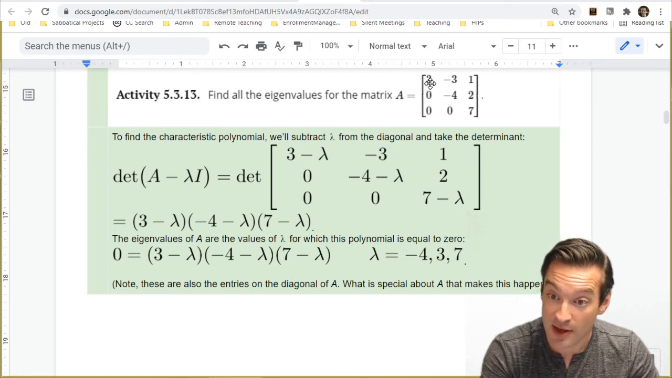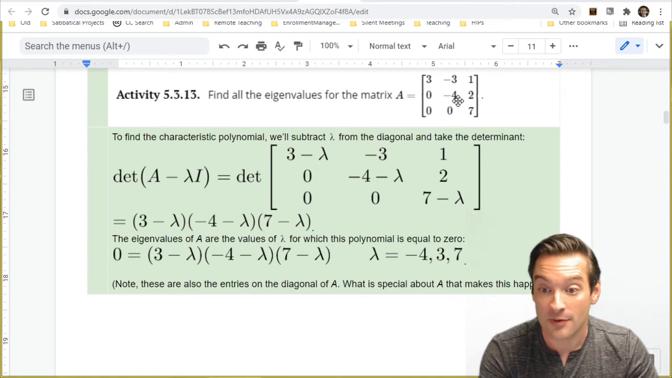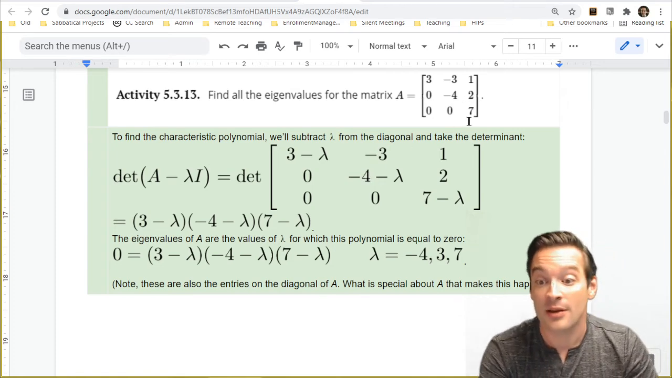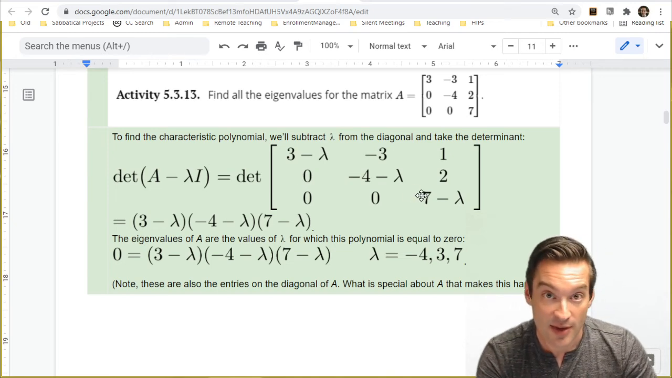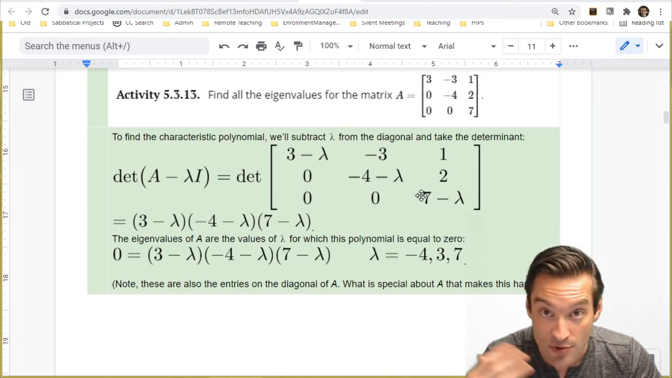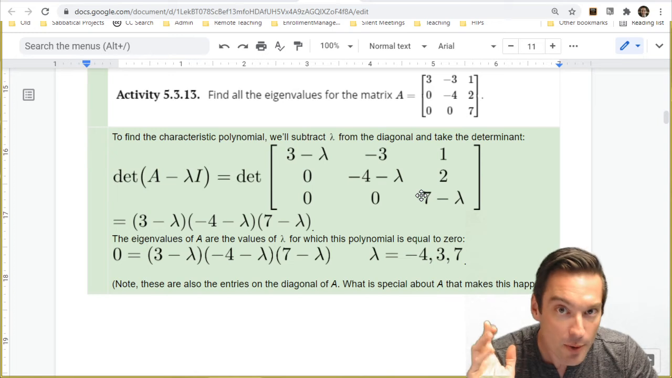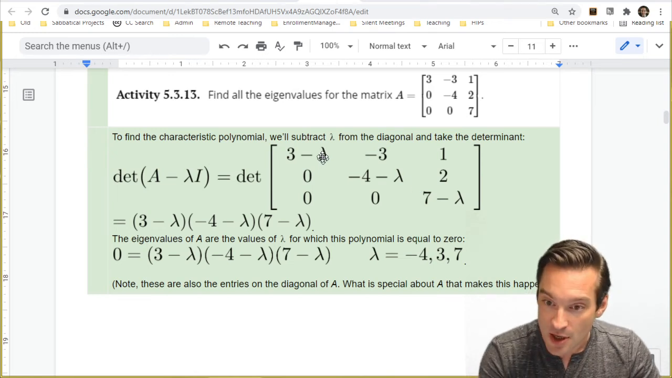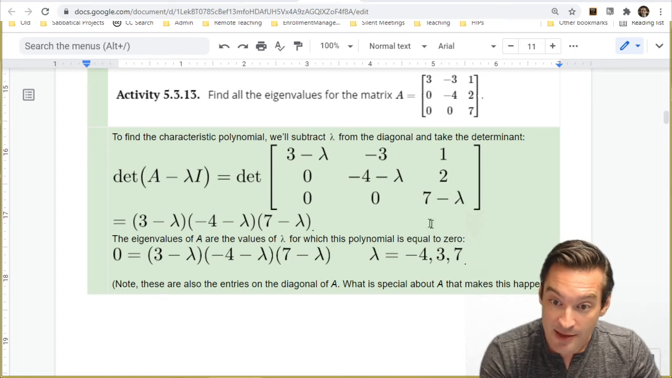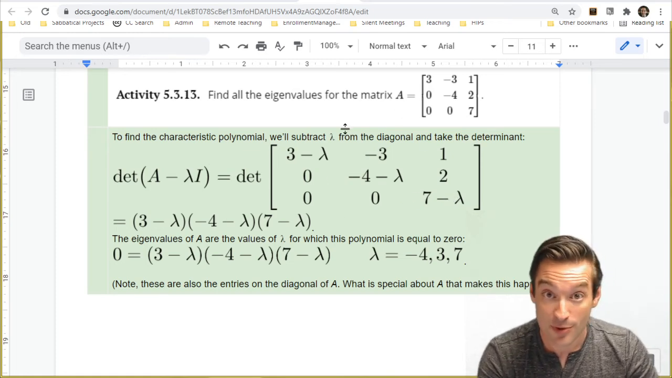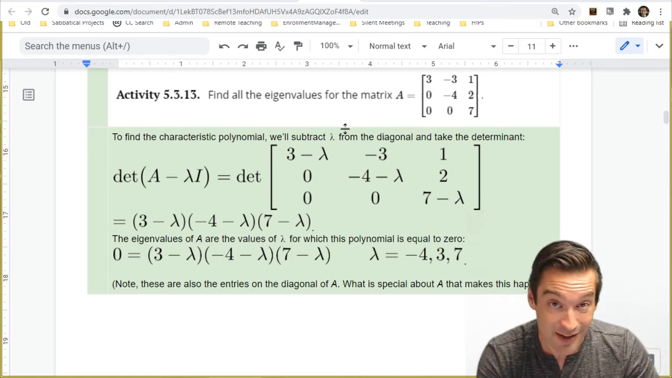So instead of 3 on the diagonal here, I'll have 3 minus lambda. Instead of negative 4, it's negative 4 minus lambda. Instead of 7, it's 7 minus lambda. All the other entries in this matrix remain the same because all the other entries in the identity matrix were 0. So subtracting 0 is invisible. So I start by subtracting lambda from every diagonal entry of my matrix. Then I need to take the determinant of this 3 by 3 matrix, which now has unknowns in it.